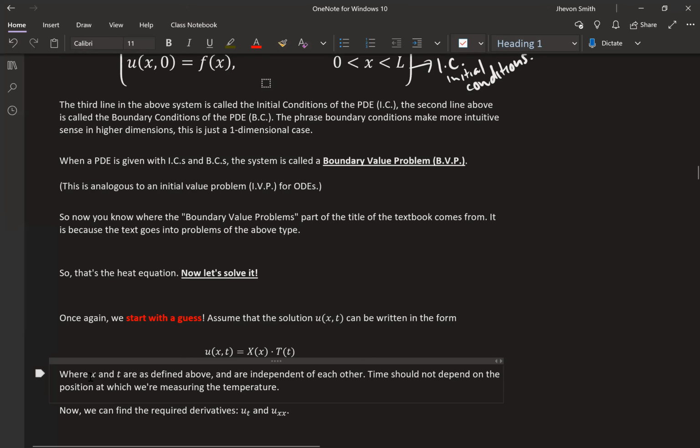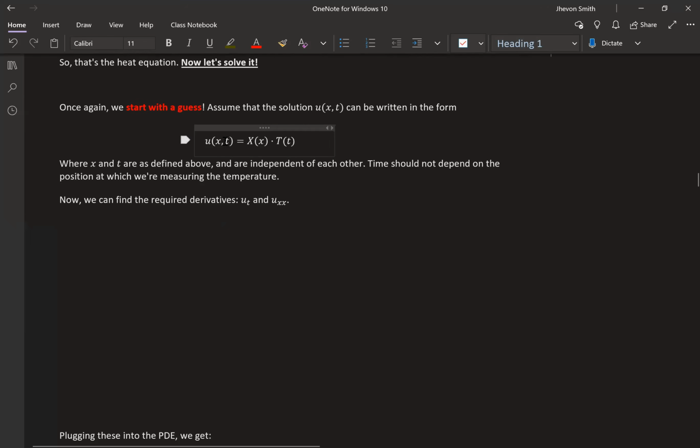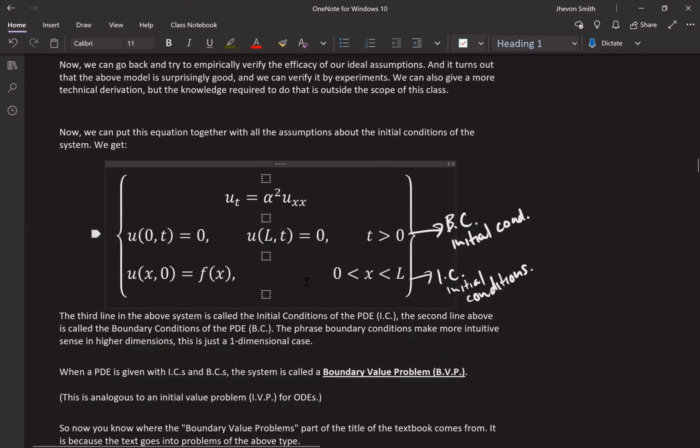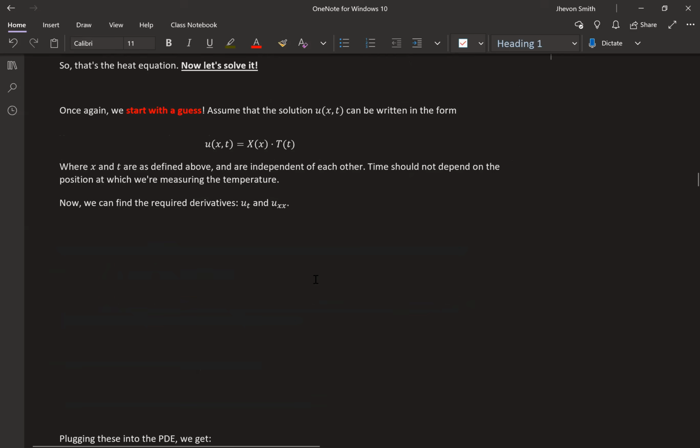So x represents position, little t represents time, big X is just a function of x that you can separate, big T is the function of time that you can separate, okay? And u of x,t is representing the temperature distribution, or more specifically, the temperature at position x at time t, okay? All right, now I know the PDE I want to solve. So just like we would with ODEs, you assume a solution of a certain form, then you find all the derivatives and you plug them in. So that's what we're going to do.